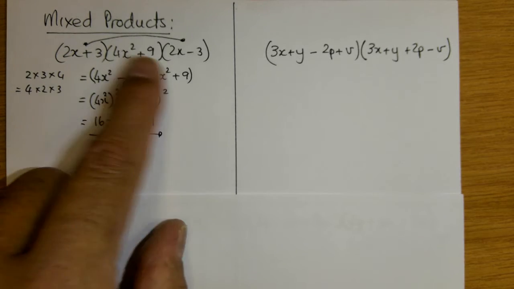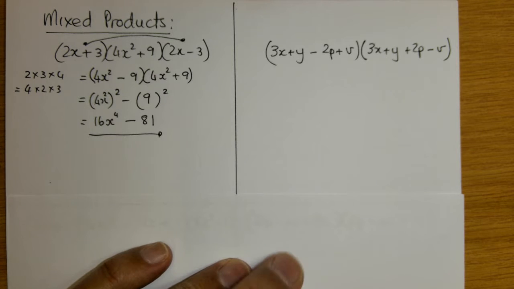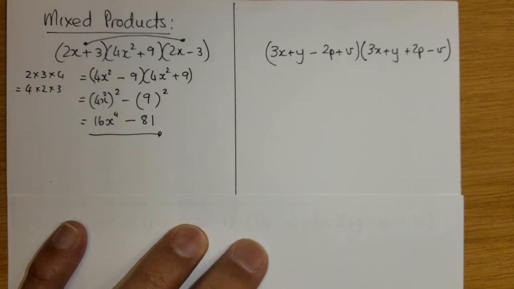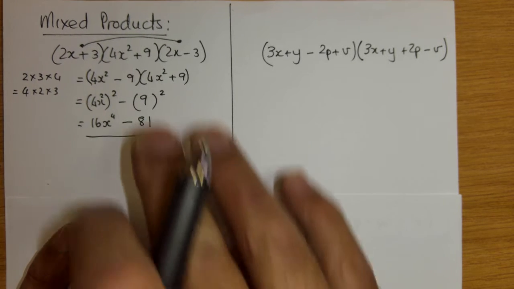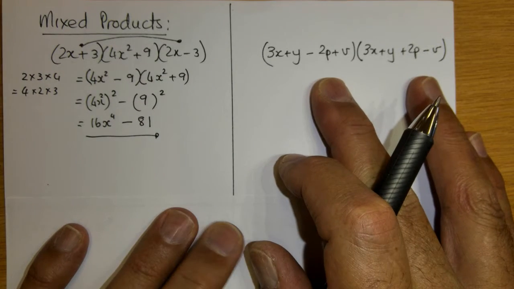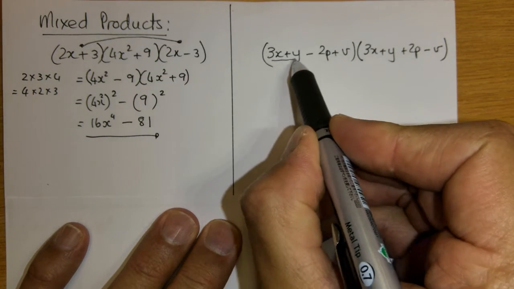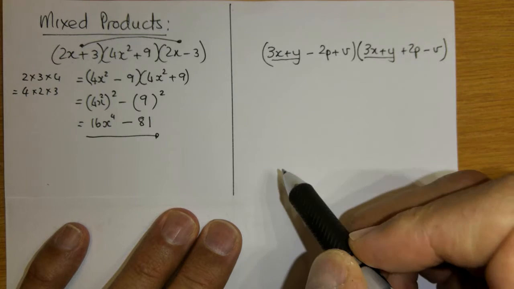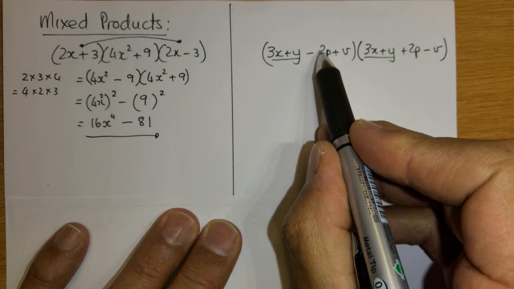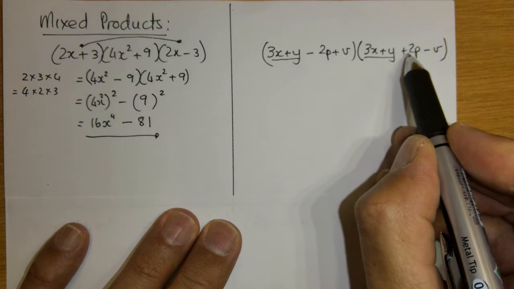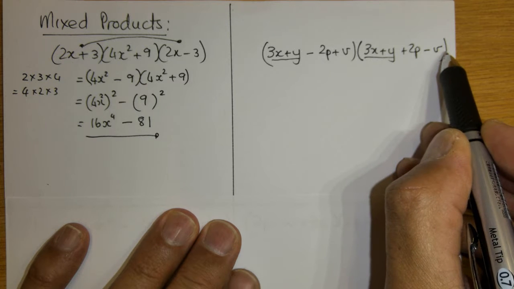Okay, now if you went term by term by term, you would still be busy doing that sum. Okay, so watch out for these things. How is this one different from this one? Let's have a look. We've got 3x plus y, we've got 3x plus y. But here we have minus 2p plus v, and there we have 2p minus v.